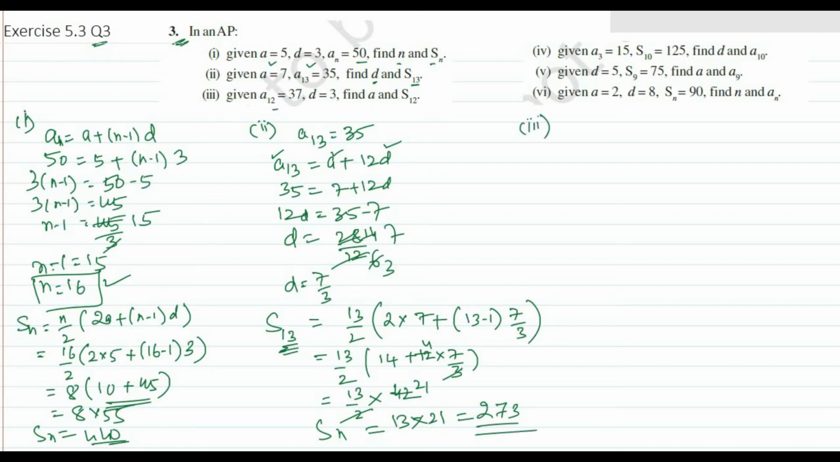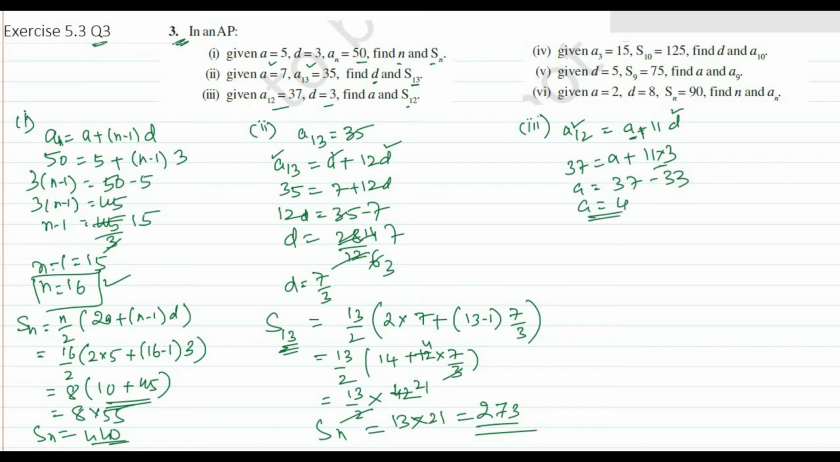Okay. So now third one. Here given A12 is equal to 37, D equal to 3. So we have to find A and S12. First the A12 formula, this is A plus 11D. A12 he has given, D also he has given, so we have to find A first. A12 is equal to 37, which is equal to A plus 11 into 3. So A is equal to 37 minus 33. So A is equal to 4.